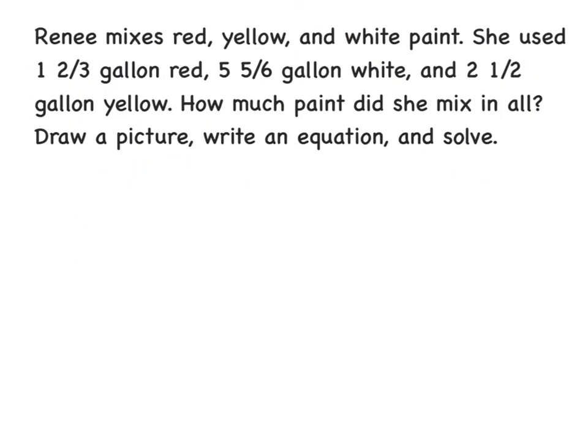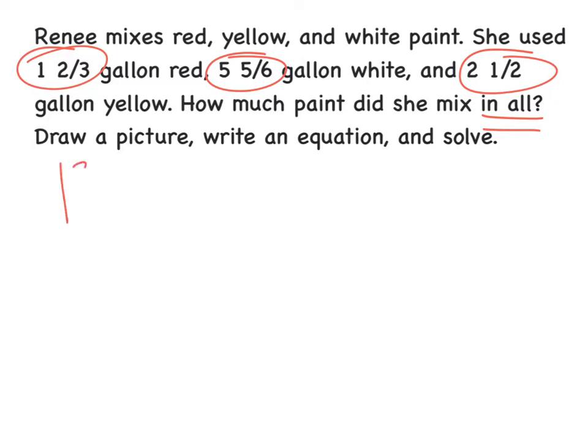Let's try another one. Renee mixes red, yellow, and white paint. She used 1 2/3 gallon of red, 5 5/6 gallons white, and 2 1/2 gallons of yellow paint. How much paint did she mix in all? Again, I have 3 important numbers here, so this one's a little bit different because I don't have just 2 important numbers, I have 3. And in all tells me I'm adding them. So to find the total paint she used, I'm going to add all 3 of these numbers up.